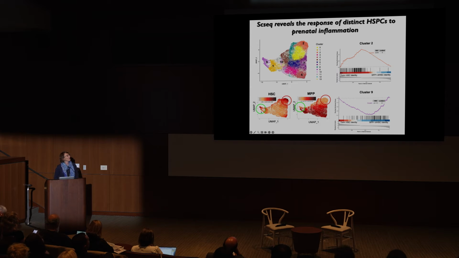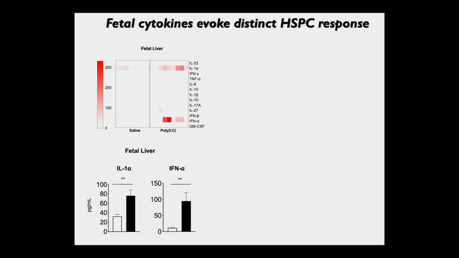And the reason I'm showing you this is because we wanted to go back and figure out why is our GFP positive DRHSC the cell that is responding here. So we went into the fetal liver. We did this actually across the entire maternal-fetal interface. So we did maternal serum, we did amniotic fluid, and we did fetal liver. But we wanted to figure out what was driving the response. And in response to poly-IC in the mom, we pull out two cytokines in the fetal liver, IL-1 alpha and interferon alpha. Interferon alpha, not surprising.